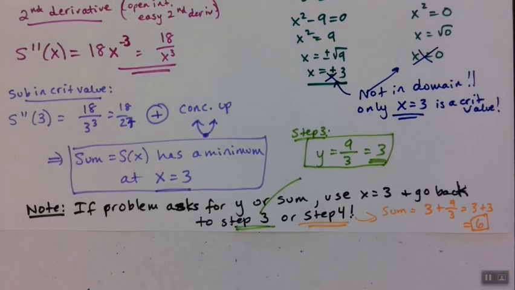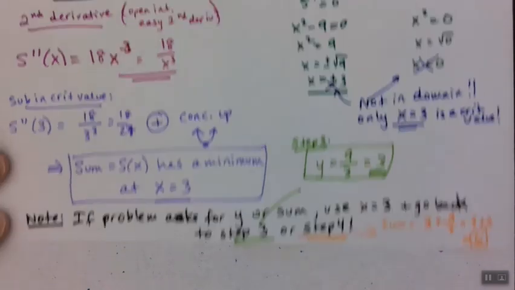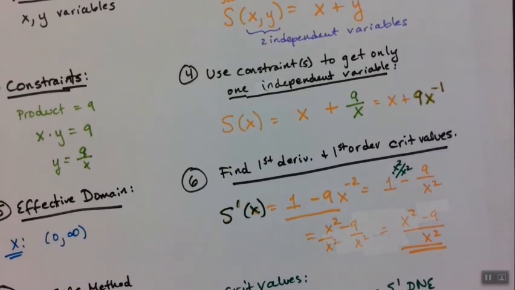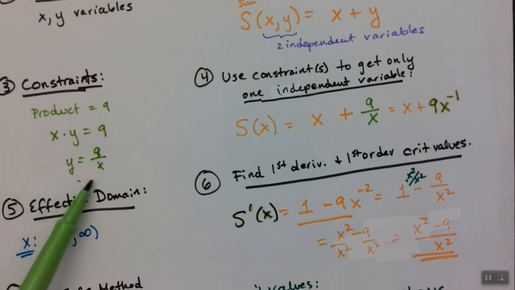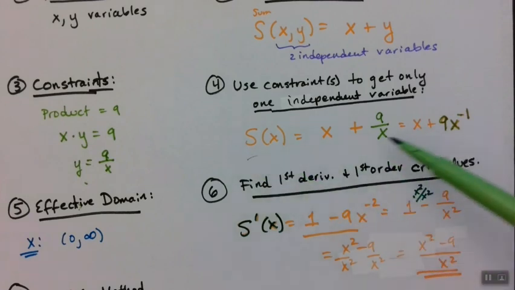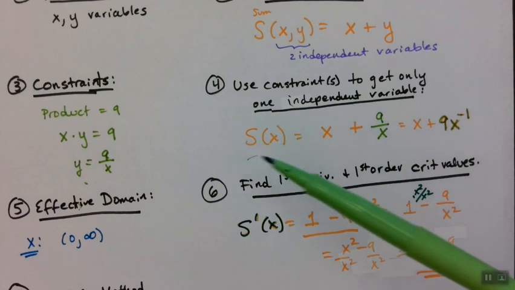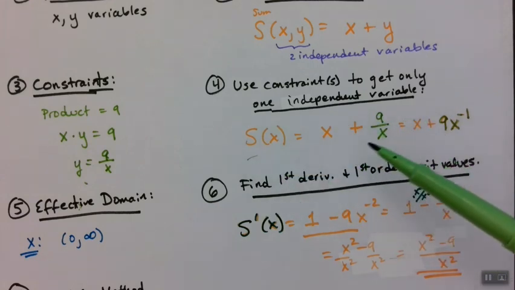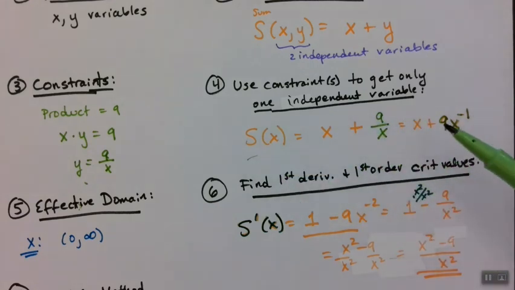So they didn't ask for those particular values in this problem, but they easily could have. So if they do ask for more values, you have to go back either to your constraint, right there, to figure out your y, or you can go back to this step 4 right here when you had it limited to one variable, substitute your critical value back in, and you'll know what your sum, your product, whatever it is you're trying to minimize or maximize, your objective function, I should say, would be at that value.